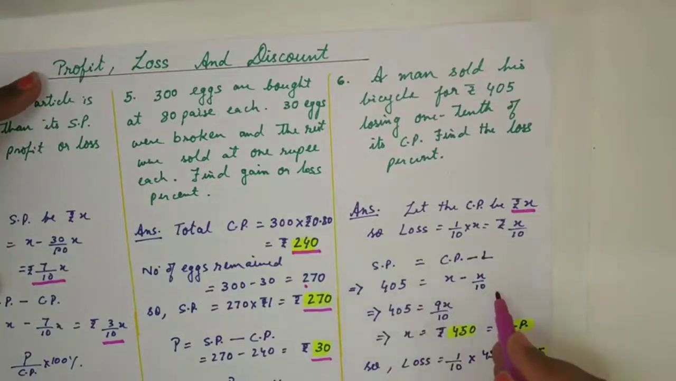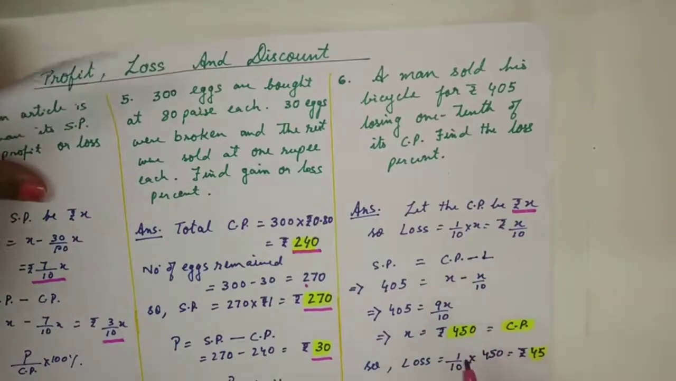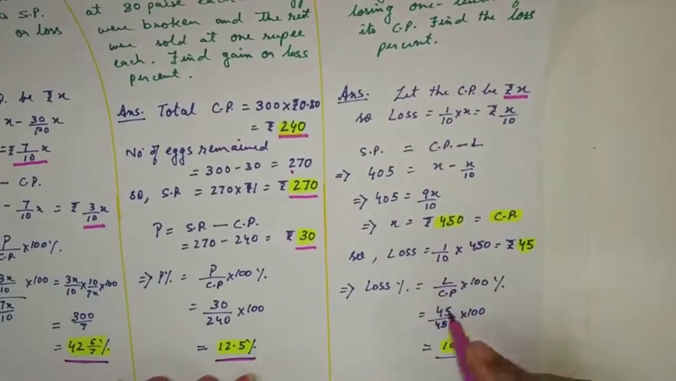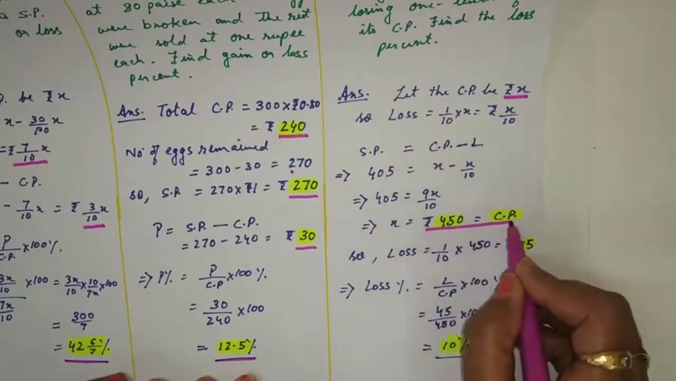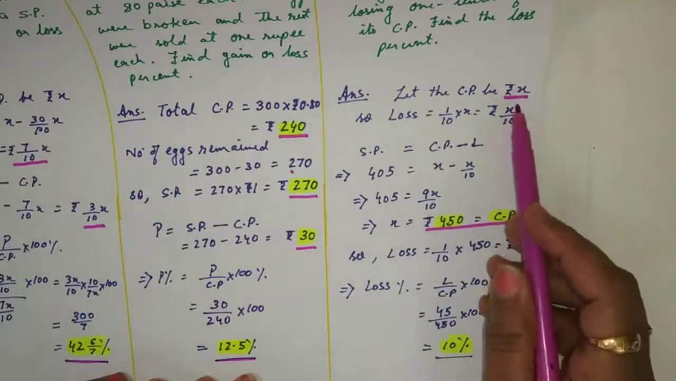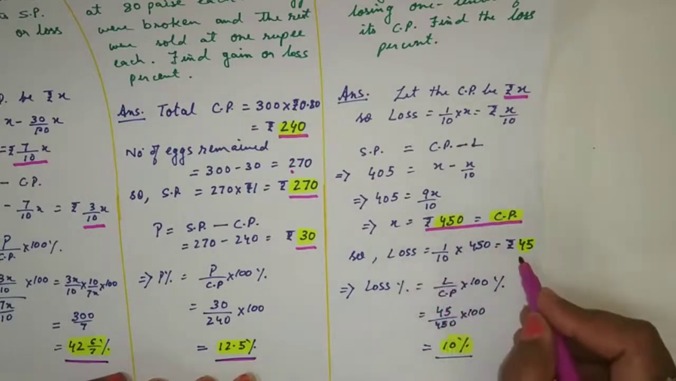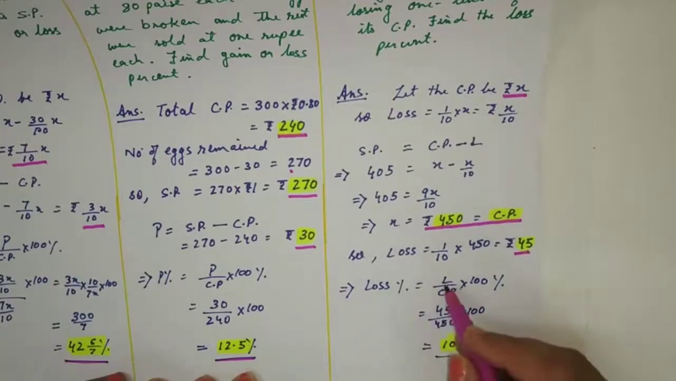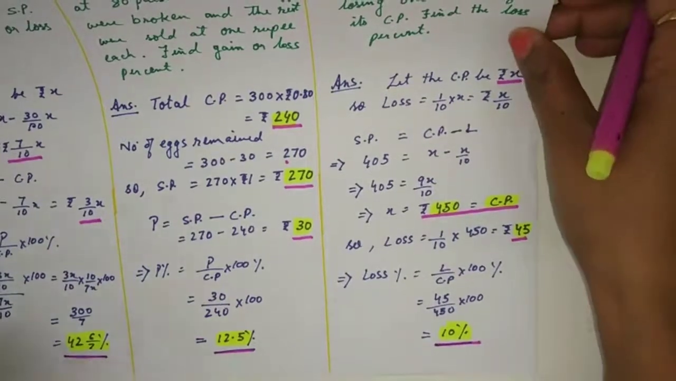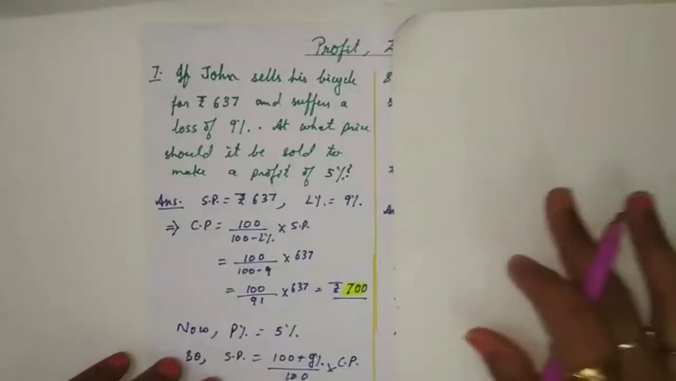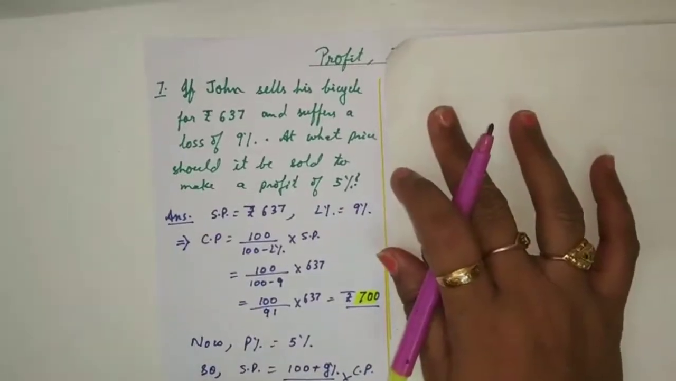A linear equation to be solved. I will not teach you how, because you have done enough of linear equation calculation from standard 6 onwards, and we get the value of X as 450, which is our CP as assumed. So the loss is 1/10 of this, as 45. Loss percent is loss by CP into 100. So 45 by 450, and the answer is 10%. A very simple question, but the way it has been put, you have to be very particular, remembering what is asked and what is given. We come to the next question.